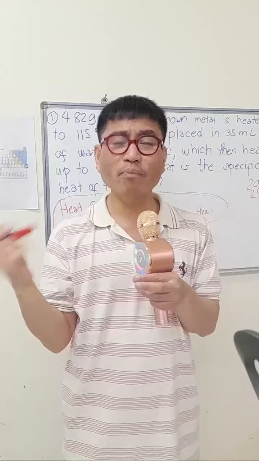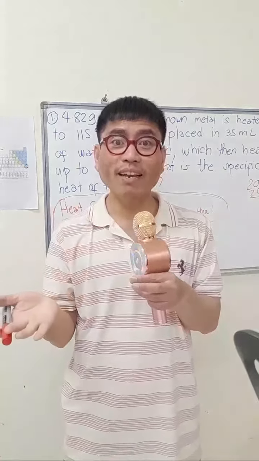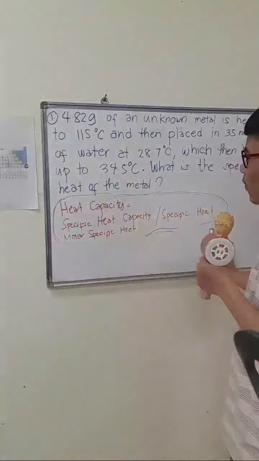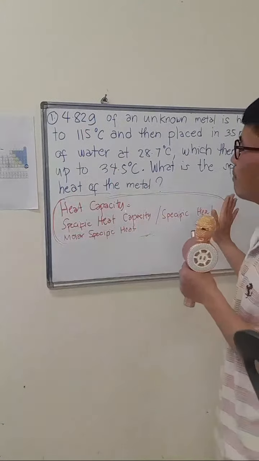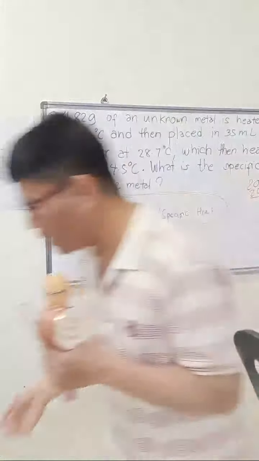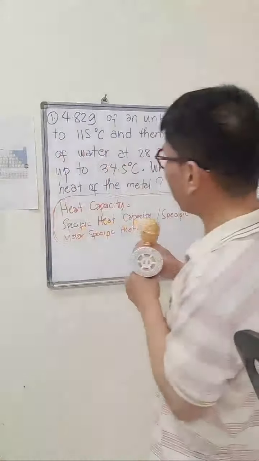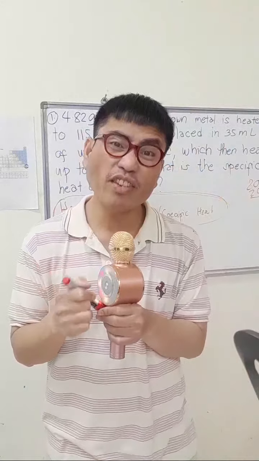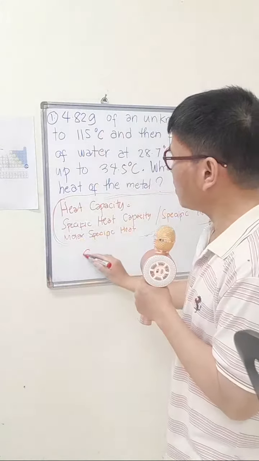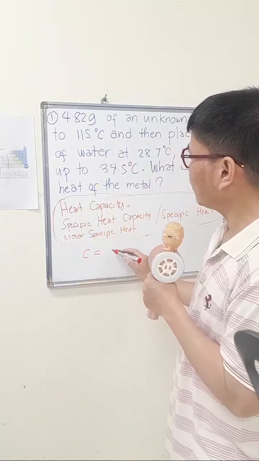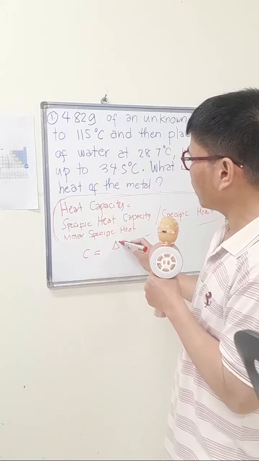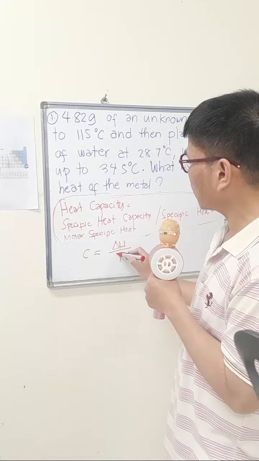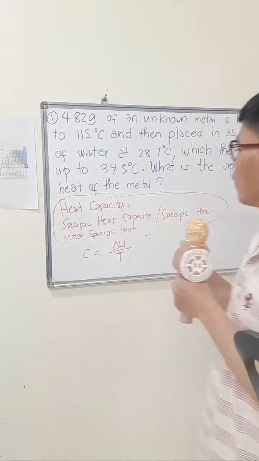And then, of course, I get confused, so I need to research. I always get confused, and then I research by myself. Now, heat capacity, guys, is represented as a small letter C only. This C is defined as the delta H over the temperature. Delta H over the temperature.